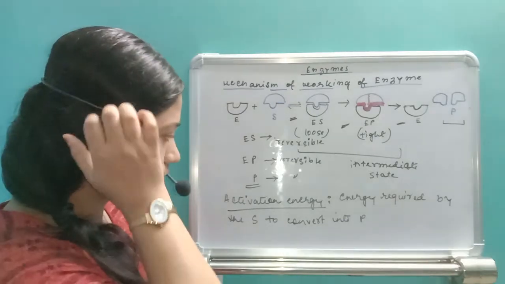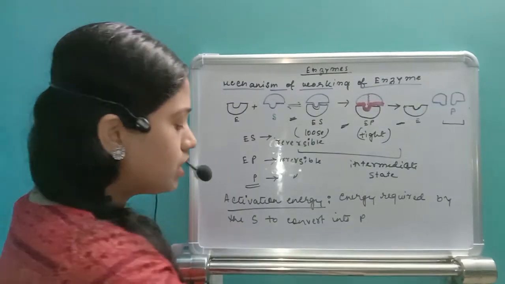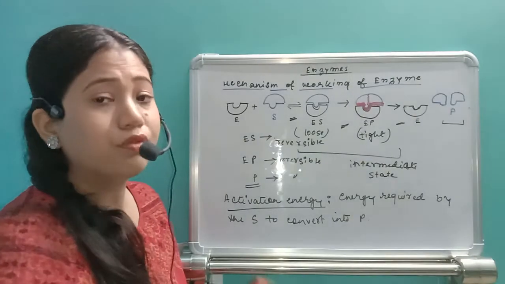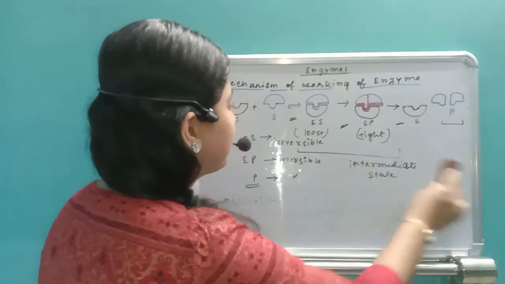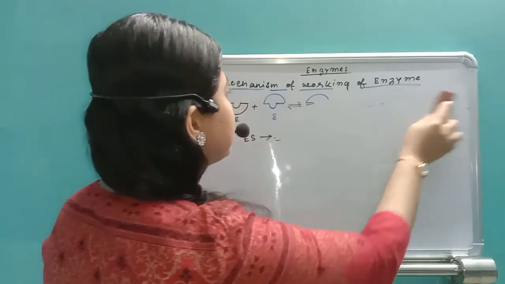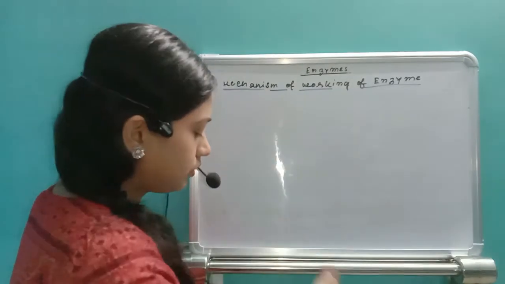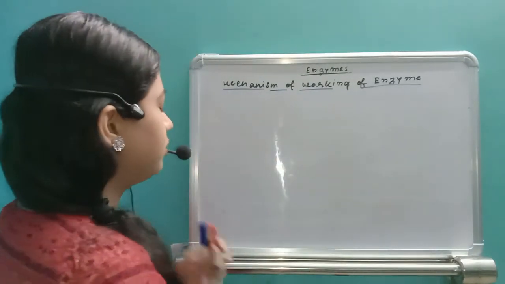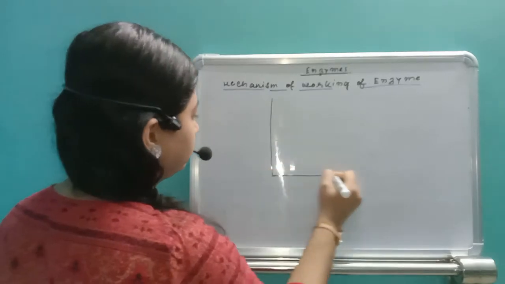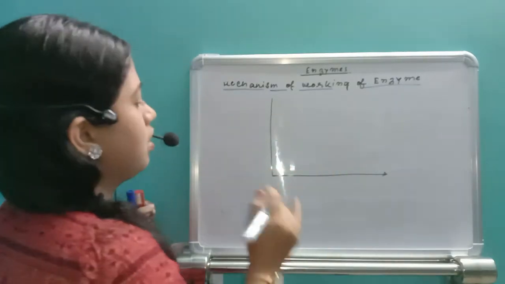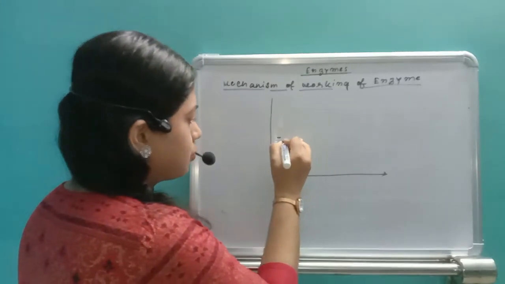Remember this. Now we have to remember it with the help of a graph, and that graph is going to be very much important. What is this graph here now? Okay, suppose here we have a substrate.